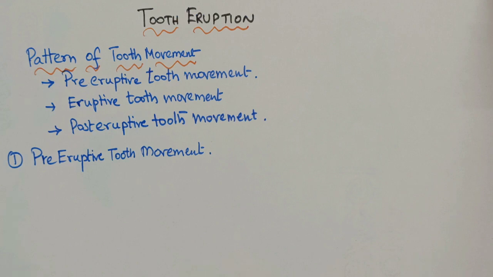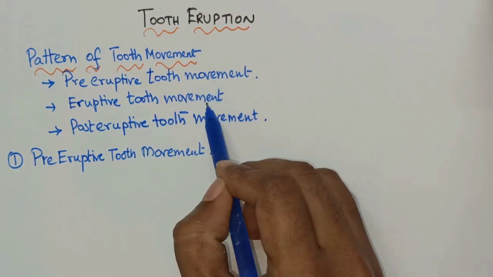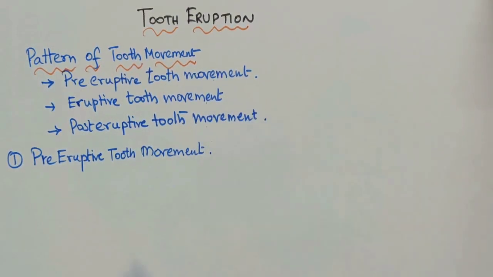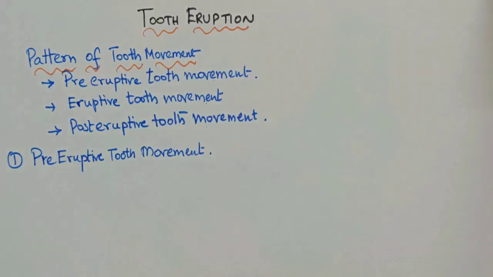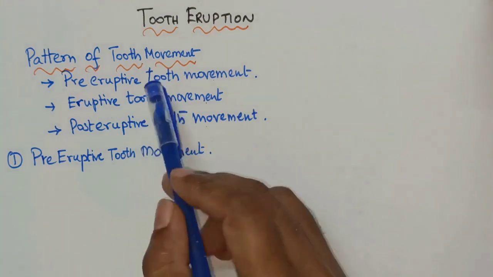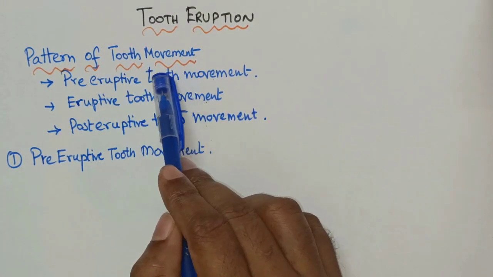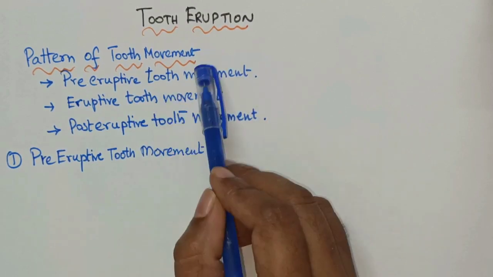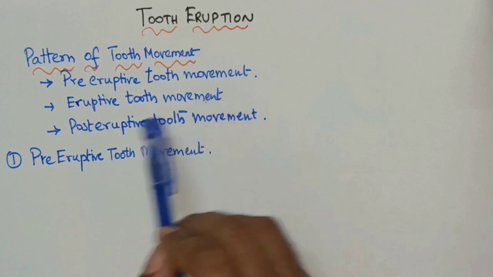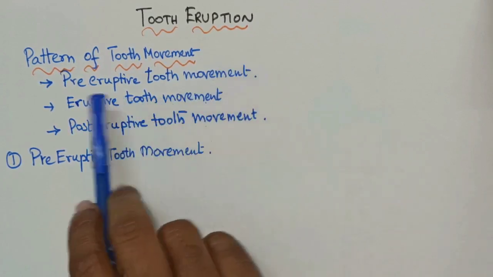Okay, so when you see the physiology of tooth movement, or the pattern of tooth movement, there are three main stages: pre-eruptive tooth movement, eruptive tooth movement, and post-eruptive tooth movement. When a question is asked about tooth eruption, first you write the definition from your textbook. Next, you write the pattern of tooth movement or the physiology of tooth movement. That includes three stages: pre-eruptive, eruptive, and post-eruptive.